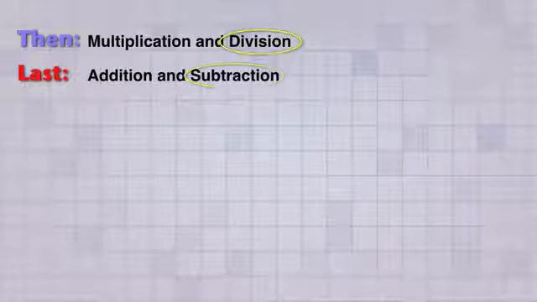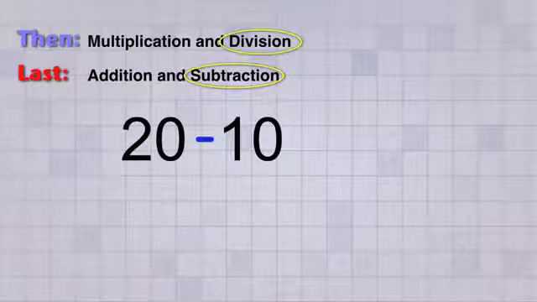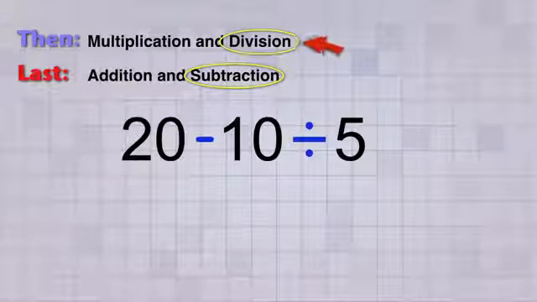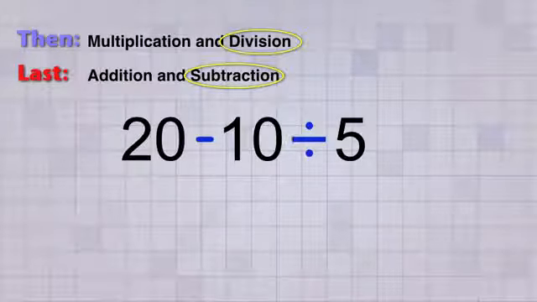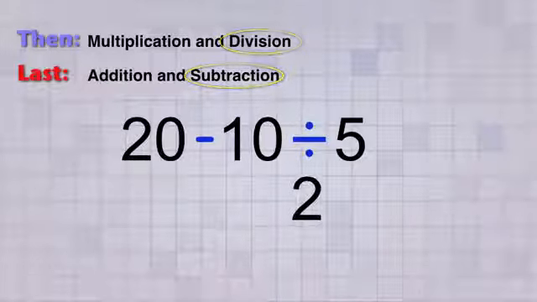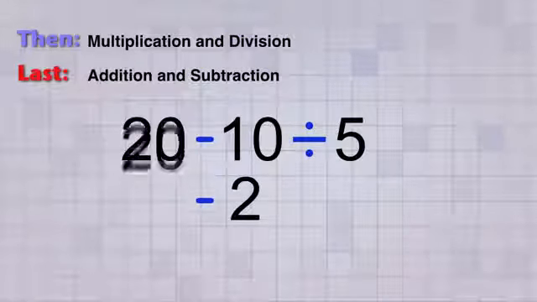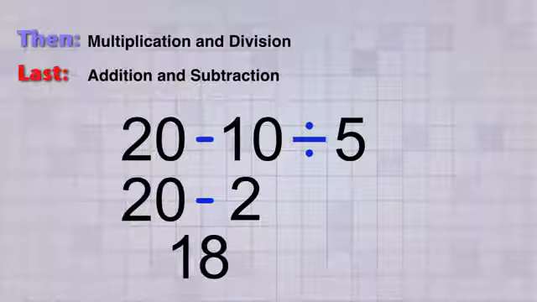Here's one with division and subtraction. 20 minus 10 divided by 5. And since division has a higher priority, we do the 10 divided by 5 first, which equals 2. And then we subtract 2 from 20 and get 18 as our final answer.